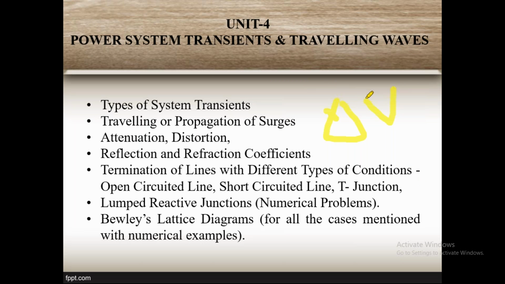Suppose one new conductor is added, then it is called short circuited. So these are the different conditions you are going to learn about. Next one is lumped reactive junctions.